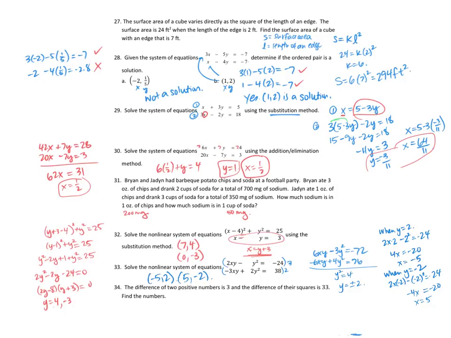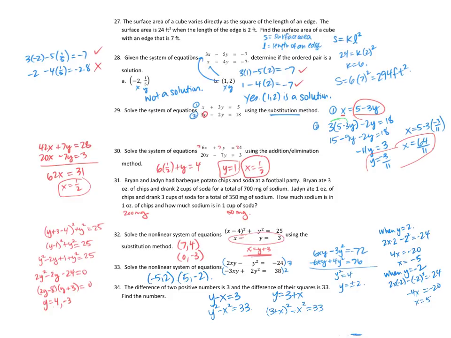The next one says the difference of two positive numbers is 3, and the difference of their squares is 33. Find the numbers. So I'm going to say that y minus x is 3, and y squared minus x squared is 33. And then I want to find those numbers. And so if I add that x over, I'm going to get y is equal to 3 plus x. And then I can plug that in. So I'm going to get 3 plus x squared minus x squared equals 33.